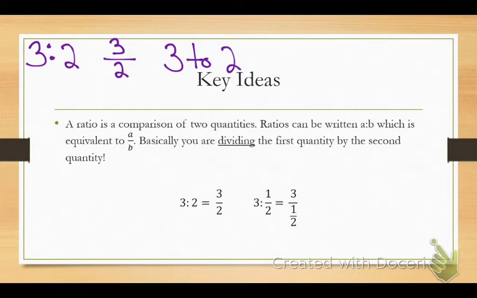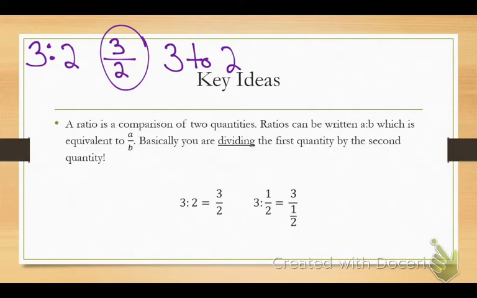Here's what I need you to understand about ratios, and this might be a little different from how you've viewed them before. A ratio is actually a division between the first quantity and the second quantity. After all, isn't that what a fraction is? Dividing the top number by the bottom number. Would you agree? 3 divided by 2.